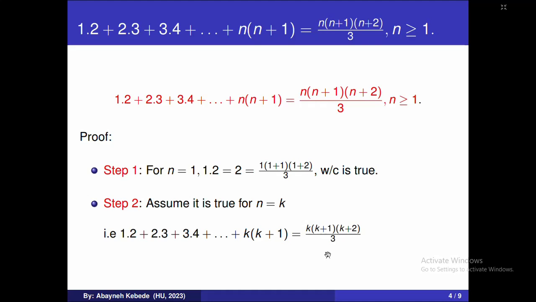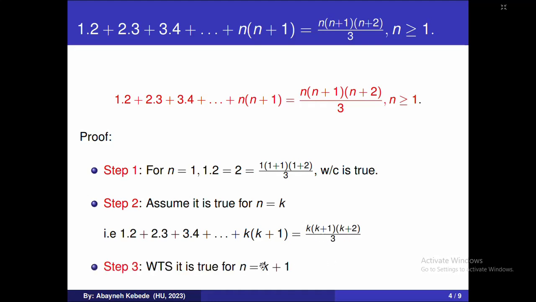Next, step 3. Step 3 is we need to show that this expression is true for n equals k plus 1. It implies that we add the next term of the given expression, k plus 1 times (k plus 1 plus 1), on both sides. Our claim is that 1 times 2 plus 2 times 3 plus 3 times 4 plus ... plus k times (k plus 1) plus (k plus 1) times (k plus 1 plus 1) equals, by substituting n equals k by k plus 1, (k plus 1) times (k plus 1 plus 1) times (k plus 1 plus 2), the whole over 3.